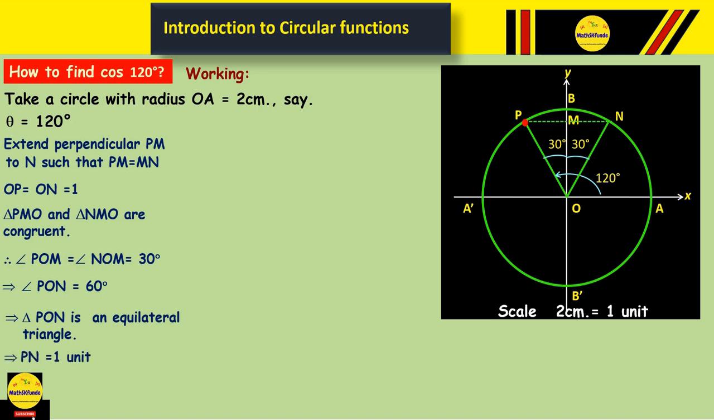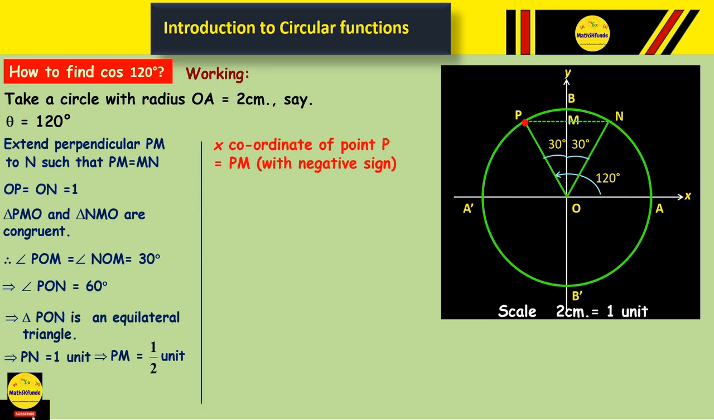And by doing this, what are we getting further? That PN is also 1. And we have already constructed PM equal to MN. That leads to what? That PM would be nothing but half unit. And how does PM help us in getting the x coordinate? The x coordinate of point P is length PM with negative sign. Why negative sign? Because point P is on the left side of the y-axis, so its x coordinate is to be considered with negative sign. So what next? The x coordinate of point P comes as minus half.